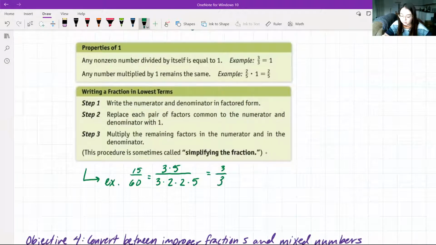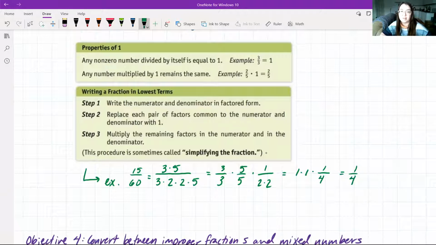So this can become 3 divided by 3 times 5 divided by 5. Now what we have left over is a 1 divided by 2 times 2. We have to include this 1 because we know that 3 times 5 times 1 is the same as saying 3 times 5, but we have these extra factors left over in our denominator, which is 2 times 2. Using our properties of 1, 3 divided by 3 and 5 divided by 5 both become 1. So we have 1 times 1 times 1 divided by 2 times 2, which is 4. Then once again, using our properties of 1, 1 times 1 times 1/4 is still 1/4. So simplifying 15 over 60, it becomes 1/4.